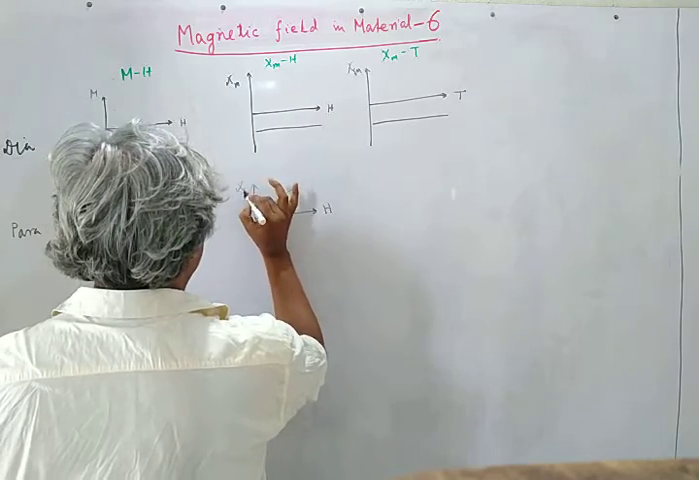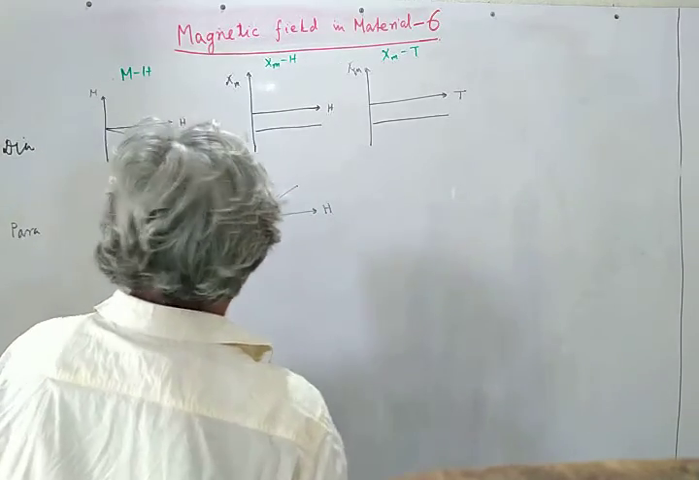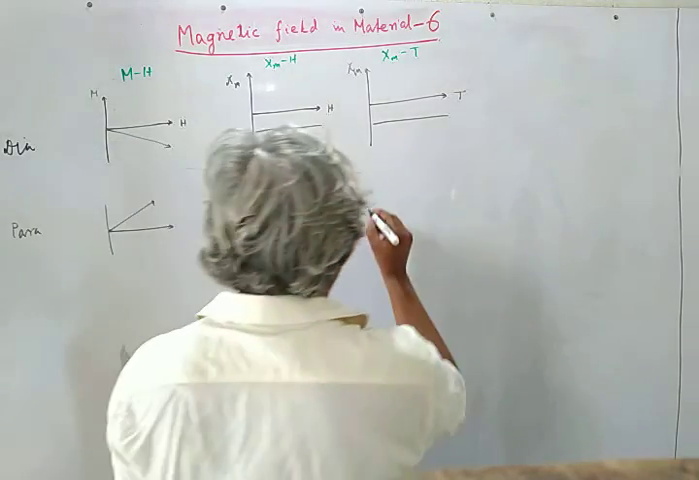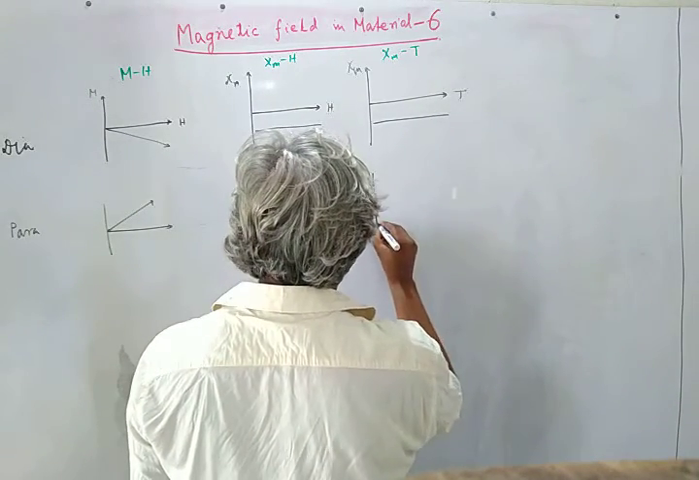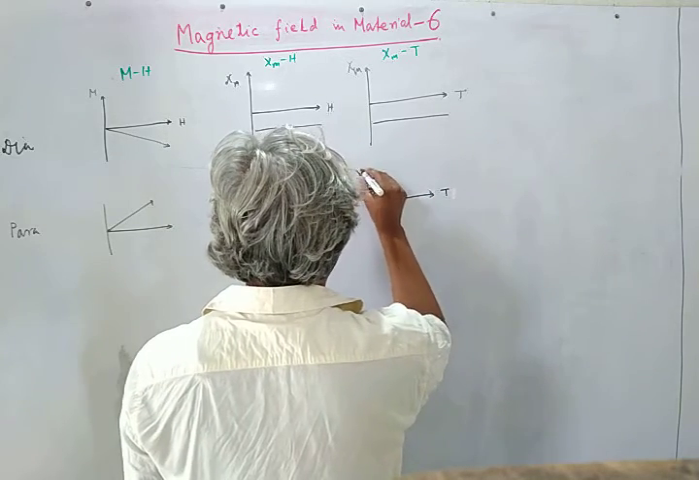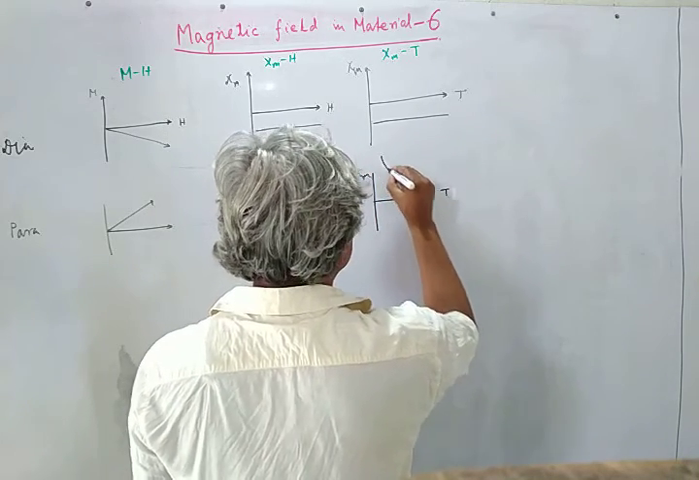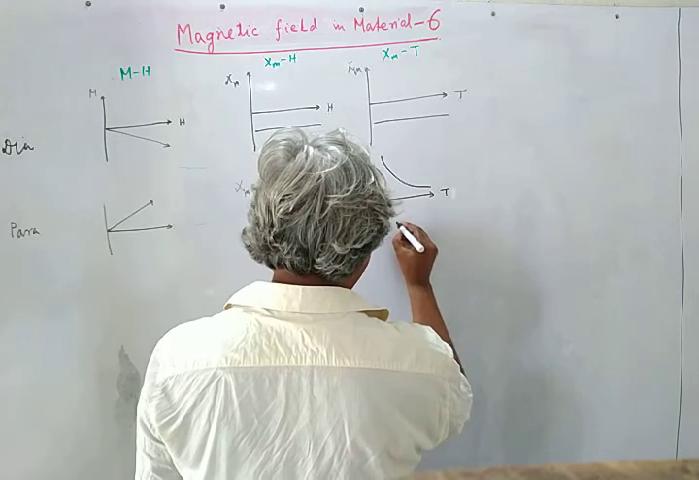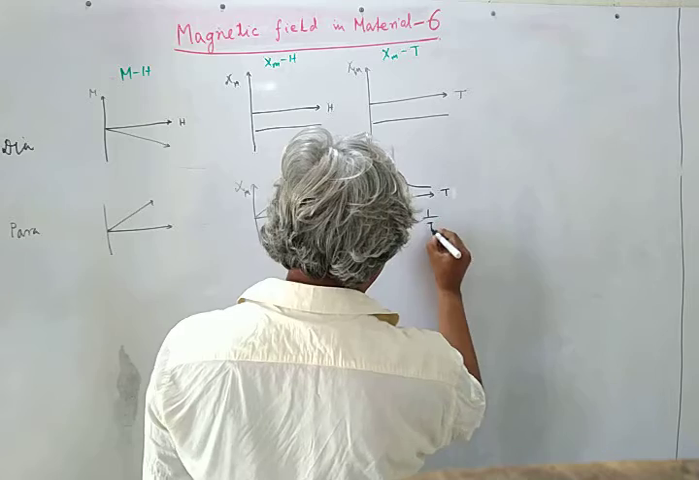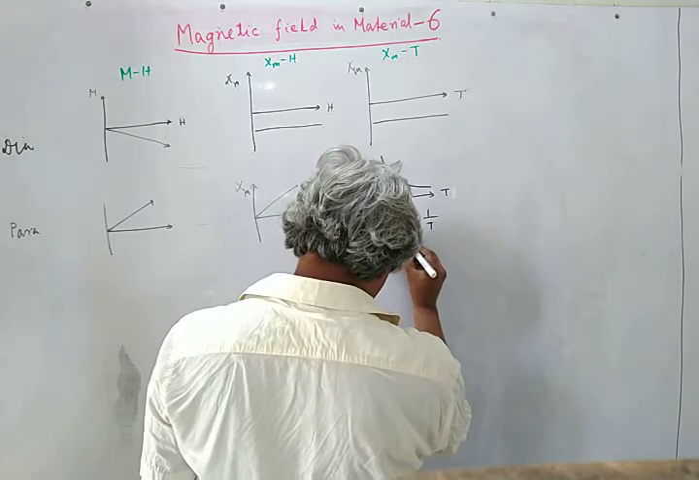Chi-m as a function of temperature. The second thing is the temperature dependence of chi m. It is found that the variation is chi m is 1 by T. This is known as Curie's law.